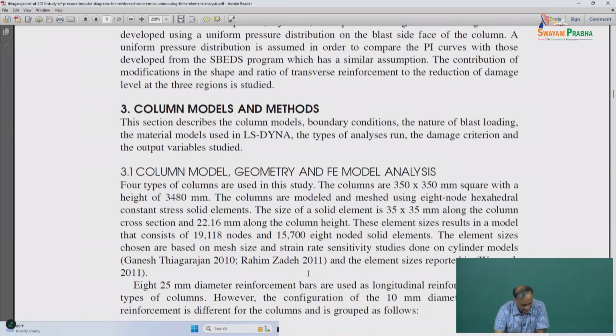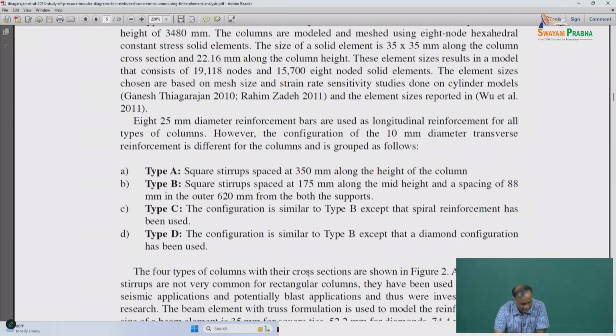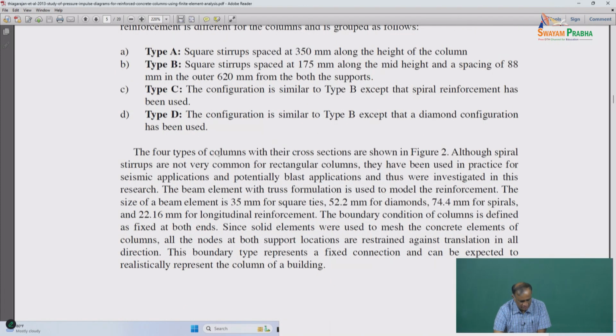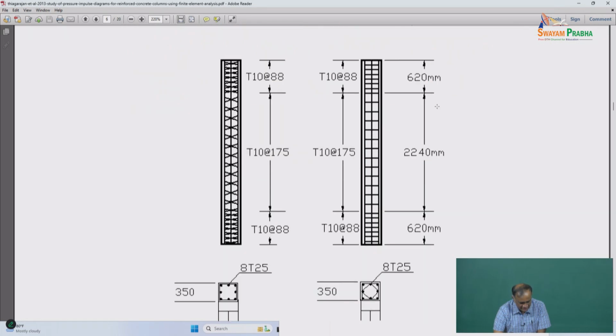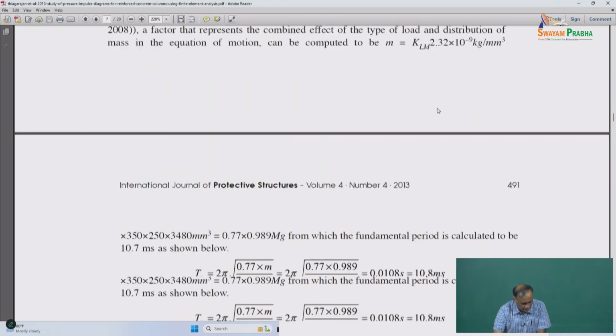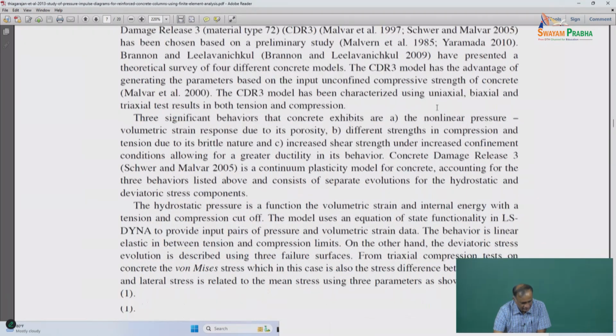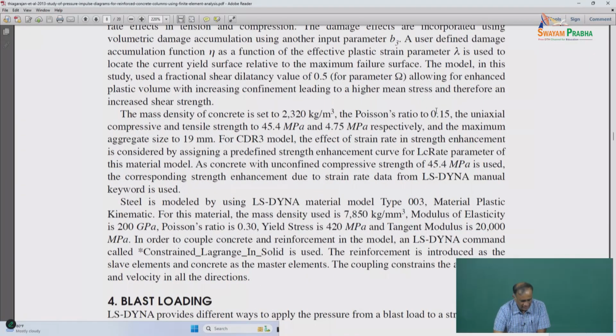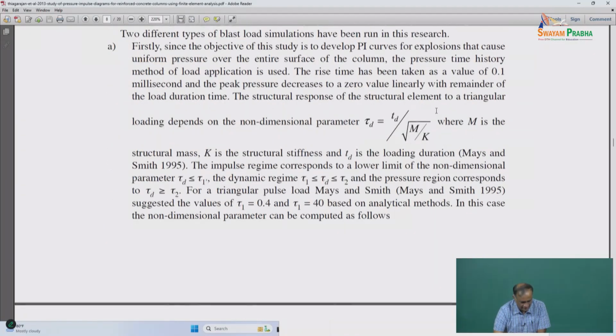Then we studied a bunch of seismic columns. These are 4 types of seismic columns with different types of reinforcements and ties. So you can see that. And we ran, I don't remember exactly, but it was hundreds of different scenarios.